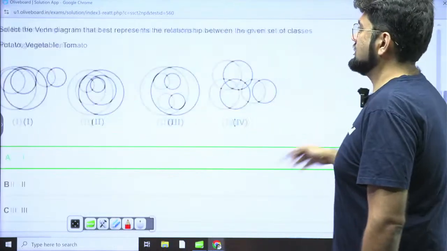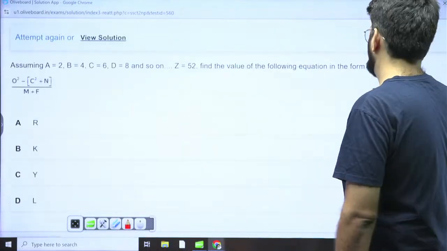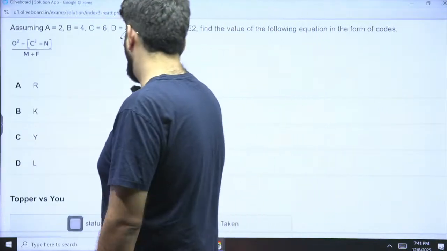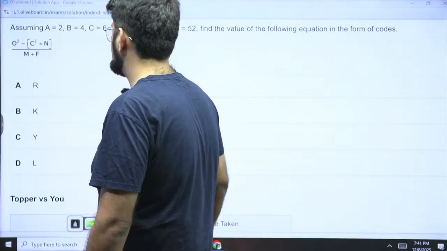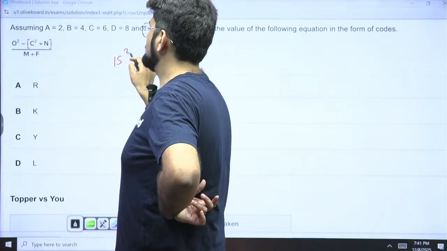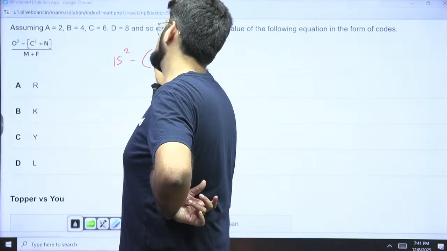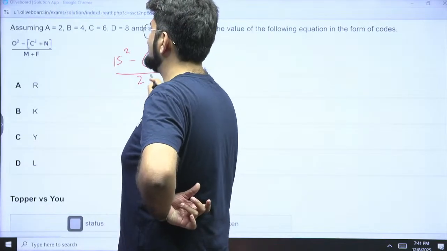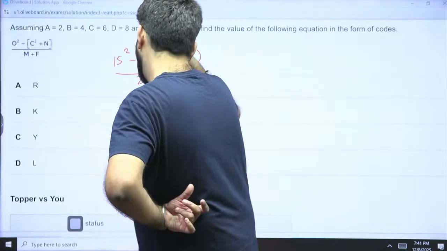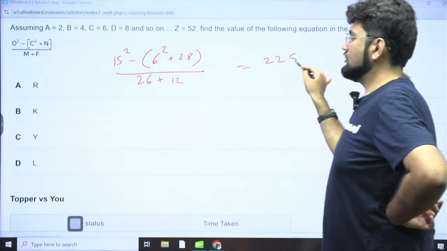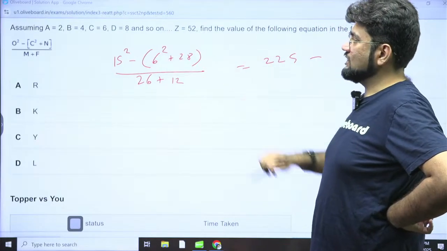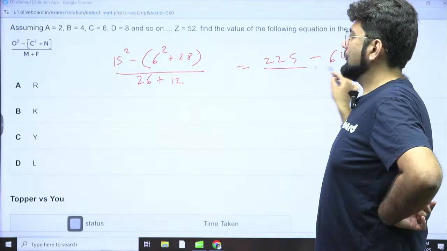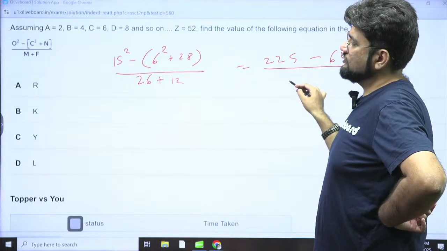Okay, 17 seconds. Excellent. So this problem I think nobody faces now. A is 2, B is 4, C is 6, D is 8, Z is 52. So they're just doubling it. Okay, fine. No problem. We'll just double it. So 15 square minus 6 square plus 28 upon 26 plus 12. So this is 225 minus 36 plus 28, 64, upon 26 plus 12 is 38.